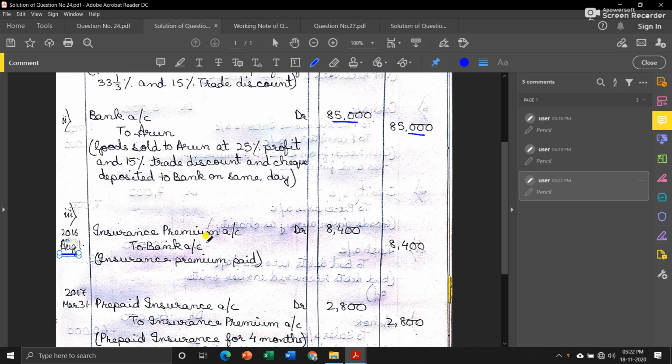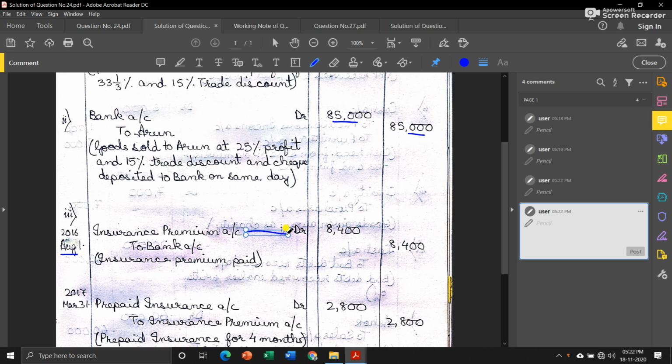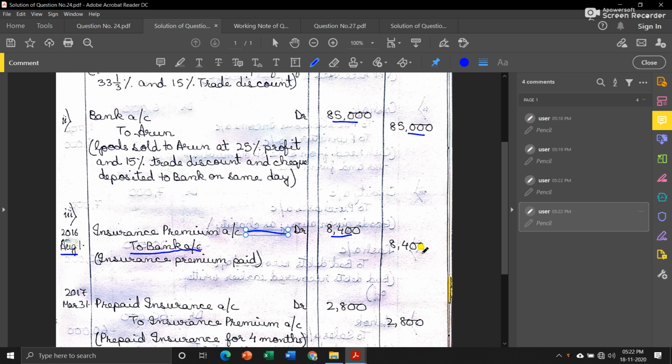So for that we will pass 1 journal entry, and the journal entry will be insurance premium account, since this is a nominal account, and according to the nominal accounts rule, debit all the expenses. So that's why we debited insurance premium account. And since we paid that amount by check, that means money will be deducted from our bank, so we credited bank account. So the amount will be 8400.